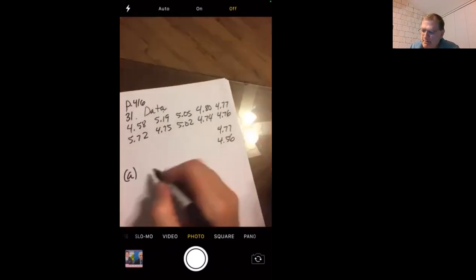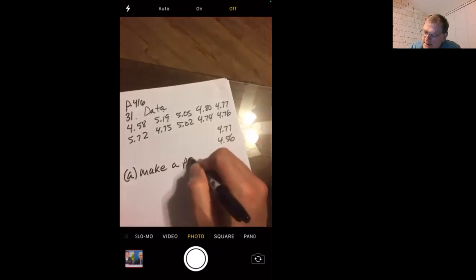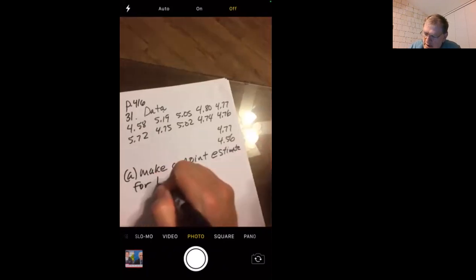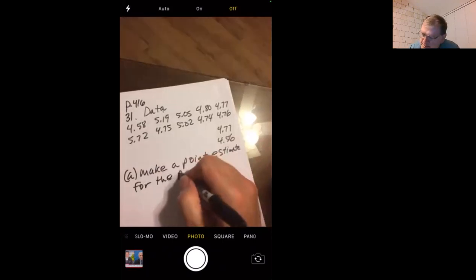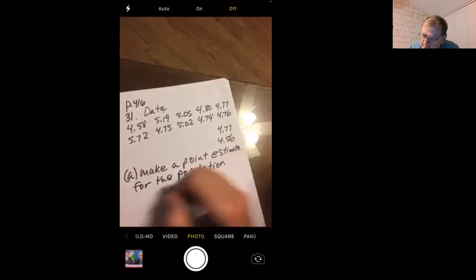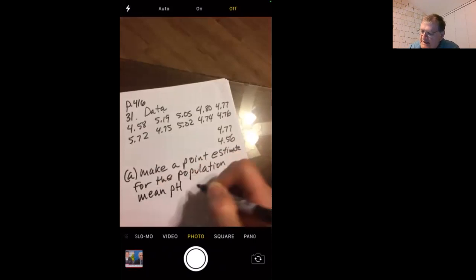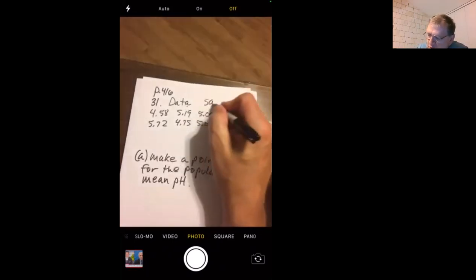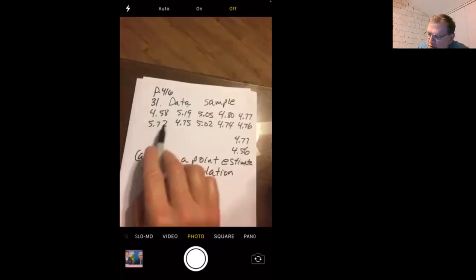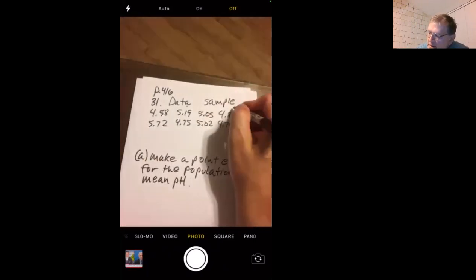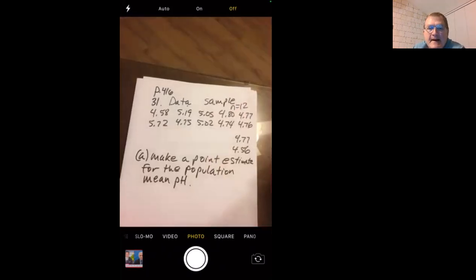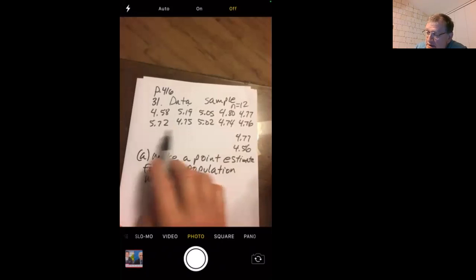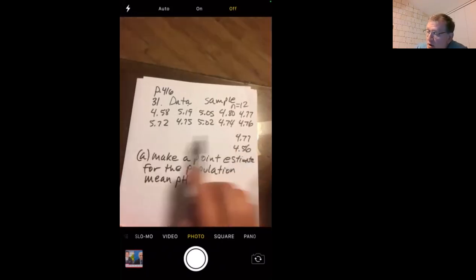Part A, make a point estimate for the population mean pH. You want to take a stab at how we're going to do that? This is my sample. I've got 1, 2, 3, 4, 5, 6, 7, 8, 9, 10. I got 12 numbers here. My N is 12. Yeah, add all and divide by n. Yeah, that's how you do it by hand. In other words, you need the mean of these numbers. And yeah, you could just add them all up, divide by 12.